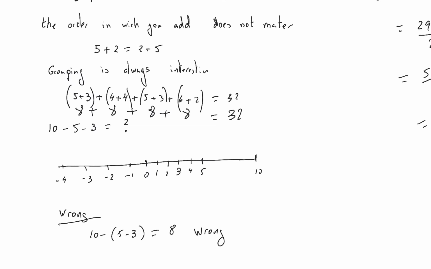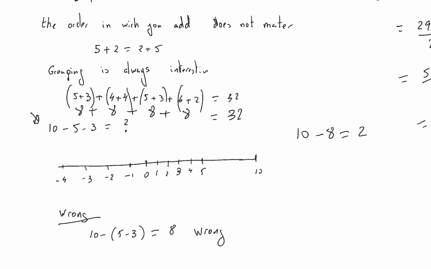So let's do this. 10 minus 5 minus 3. So we do it in the following way. We add all the positive numbers, I see only one, the 10. Now we subtract the negative numbers. The negative numbers are 5 and 3. 5 and 3 are 8. 10 minus 8 is 2. This is the result.